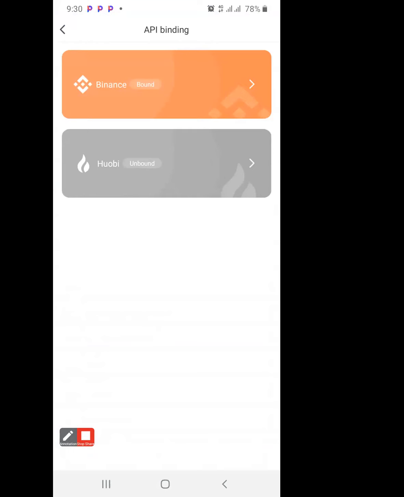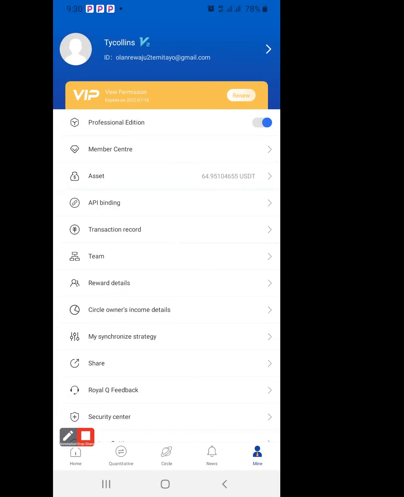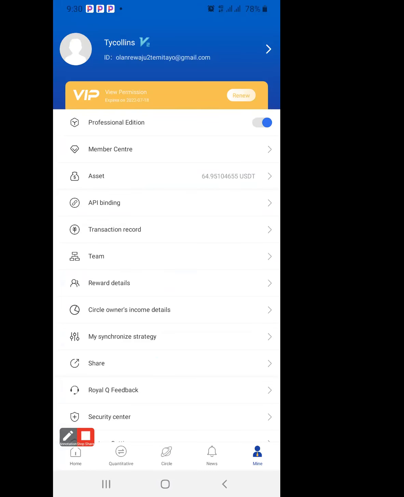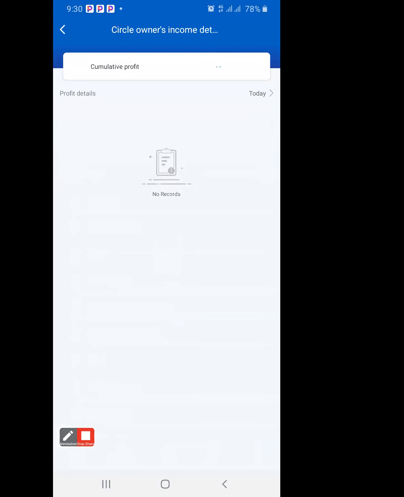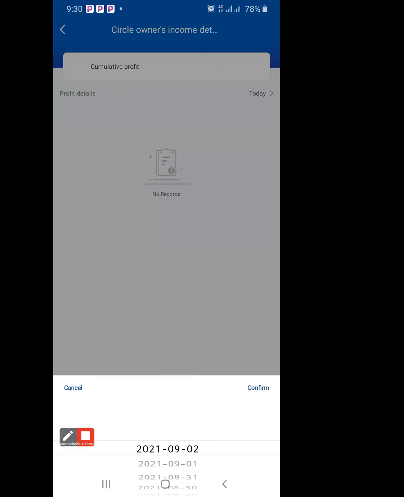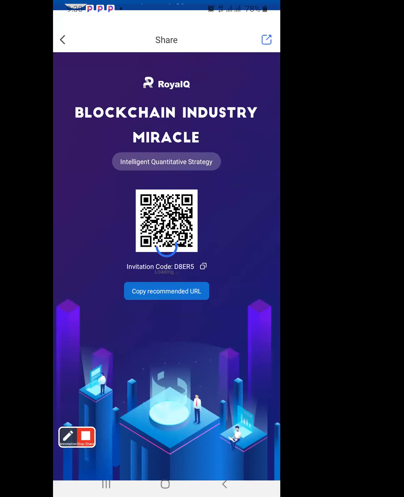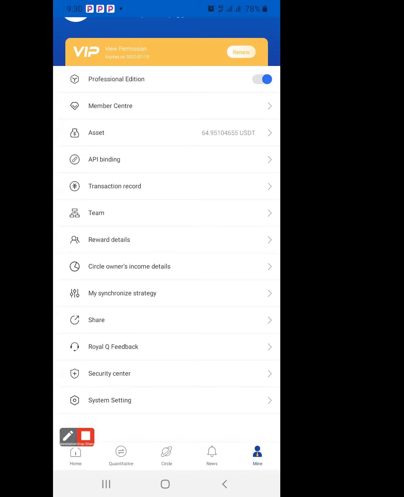API binding is for people who want to start afresh. Transaction records give you a narration of each trade that has taken place on the app. So you can click on it and look through it and see how it is being done. For circle owner's income, I don't have anything about that yet, so I'm yet to learn about that. Share, you can share your event link, your link for referrals. Then security center is just like a setting.